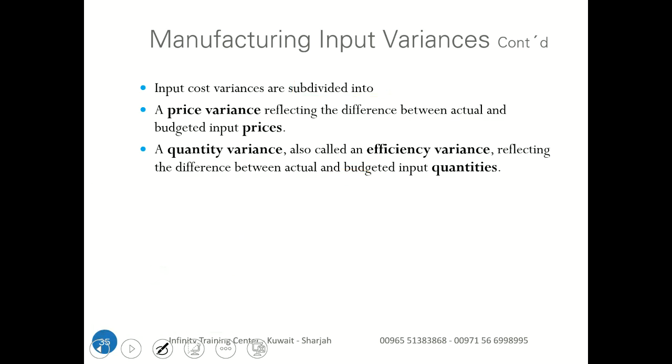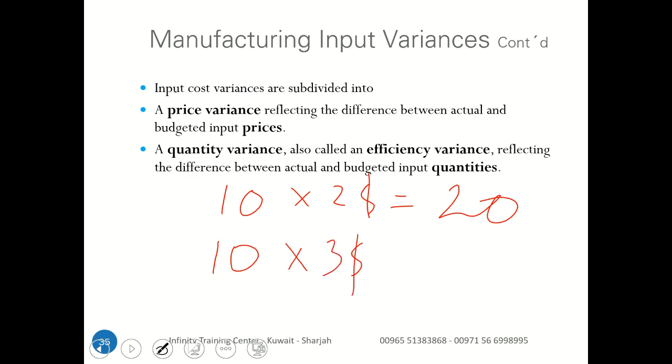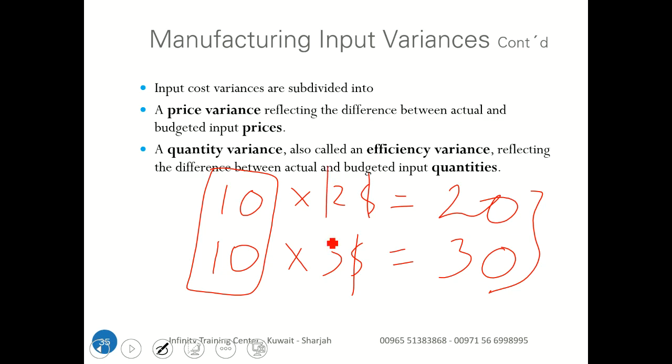At the same time, same example, if we take 10 into $2, my cost is supposed to be 20. I used 10 only, the materials I used 10 for example, but I bought it for $3. So you have a variance of $10. 20 minus 30, you have a variance of $10. Why is there a difference here? Not because of the quantity, correct? The difference here is because of the value or the price of the materials or price of the input item.